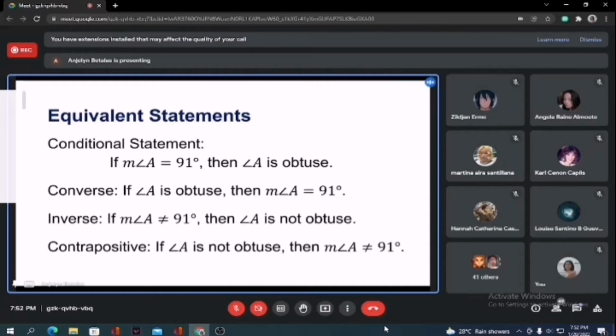Angle A measures 100 degrees. That is the counterexample. Do you understand?